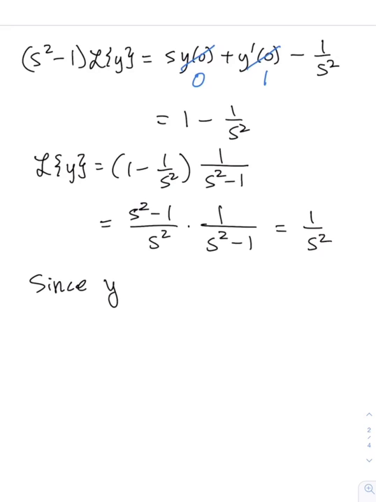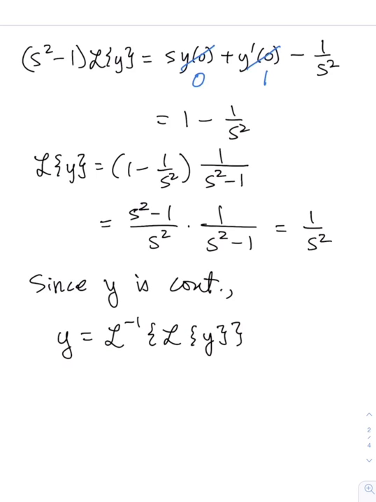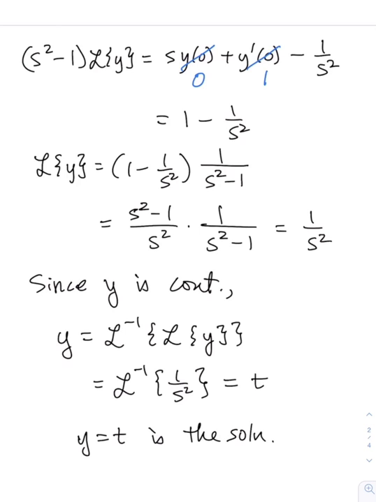So since y is continuous, we can use the formula from just before this example that says that y is equal to L inverse of L of y. We just figured out what L of y is, so y is L inverse of 1 over s squared. Now we look at our table to see what that is, and that's just t. So y equals t is the solution to our initial value problem.